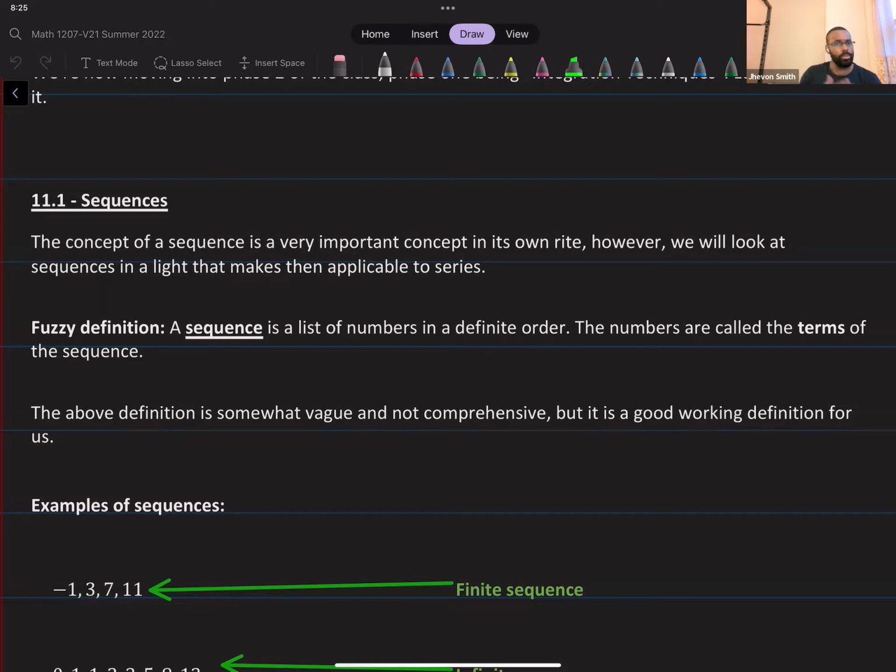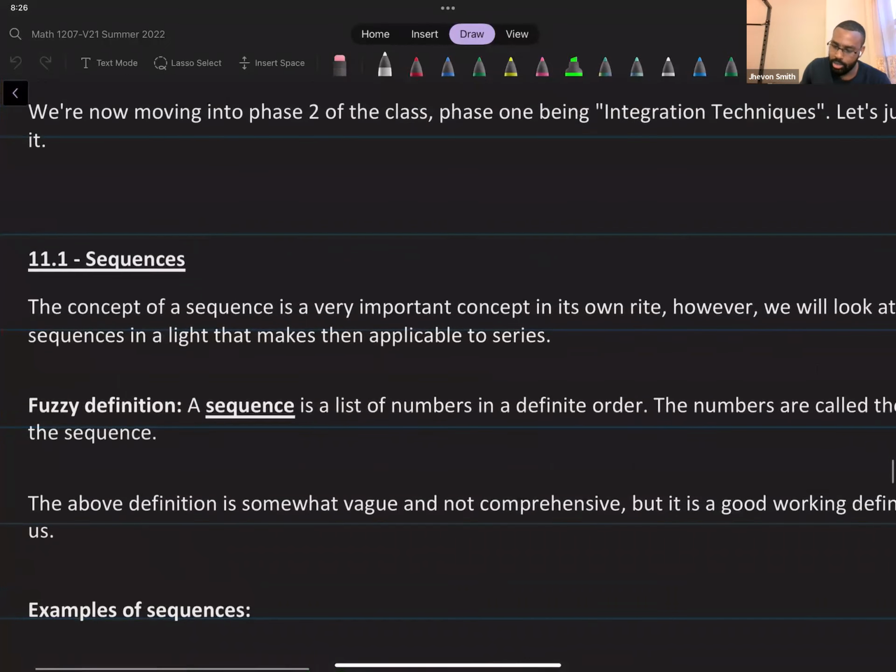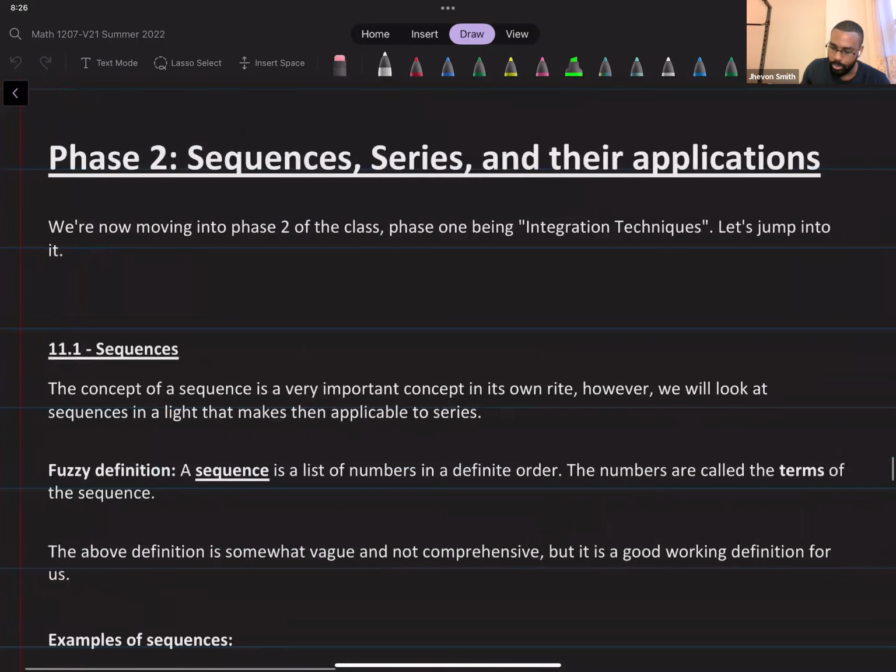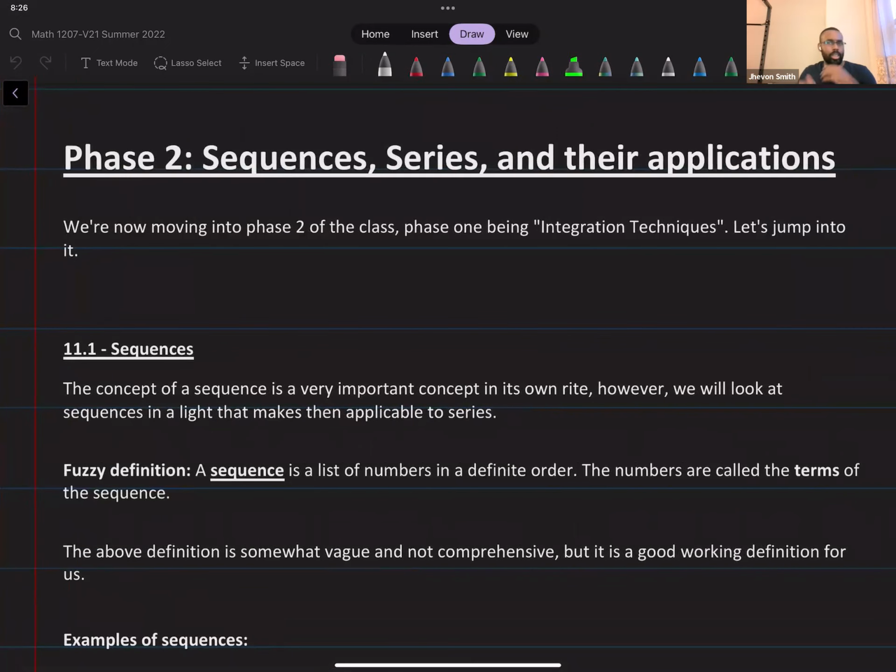I'm going to give you a few definitions of sequences, and then we're going to interpret all of them and show you what they mean. But for now, you can think of a sequence as just a list of numbers in a definite order. That's not generally what a sequence is. It doesn't have to be numbers, but for us, this is what a sequence is. You have a list of numbers and there's a definite order.